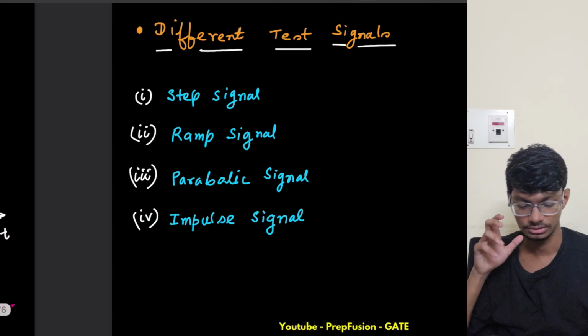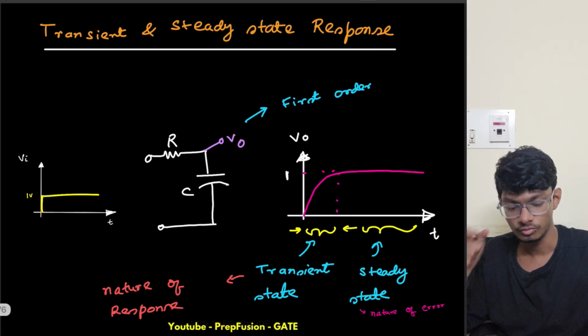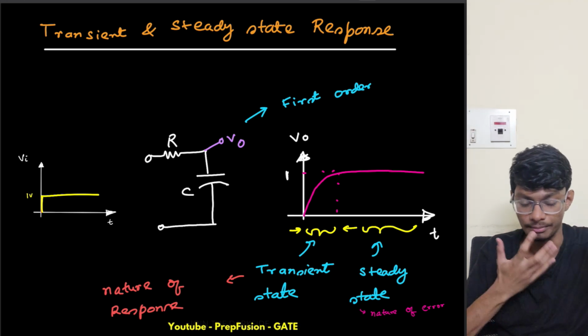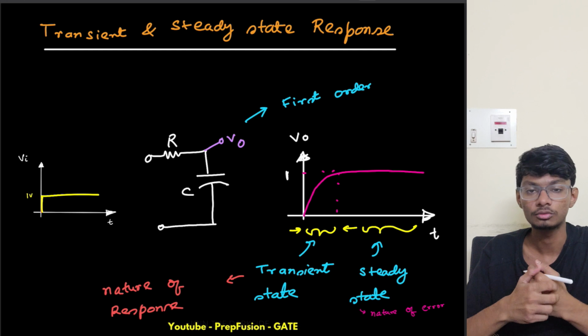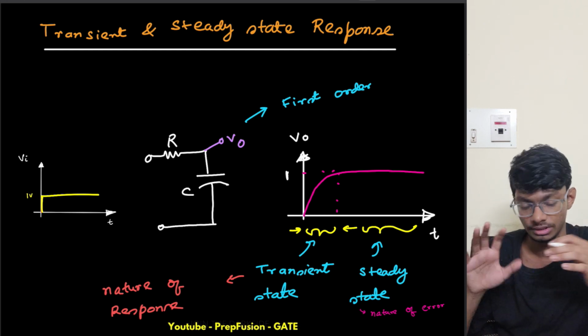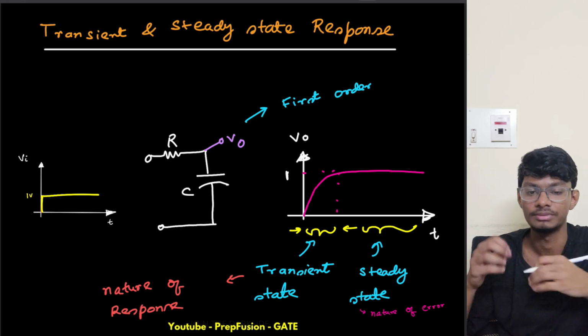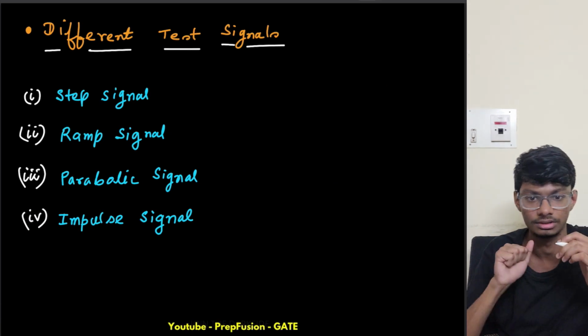Now let's understand a few different test signals. Basically, what we do is apply different test signals to the system, measure the output, check the response and see how it behaves. According to the response, we characterize the system, like how the input and output are related and what errors there are. So we apply different test signals.